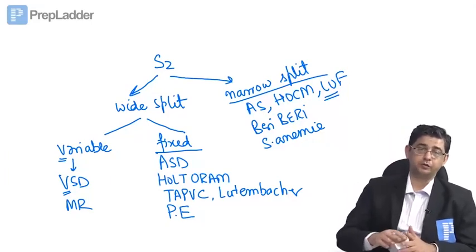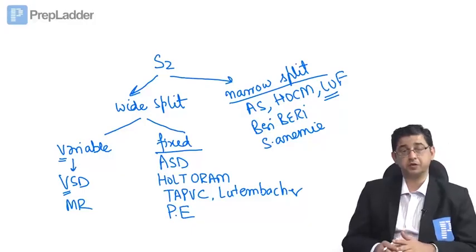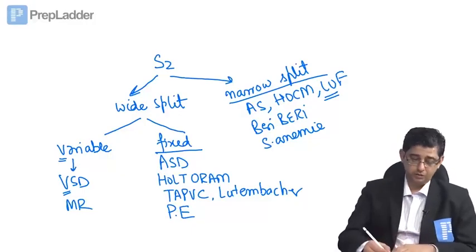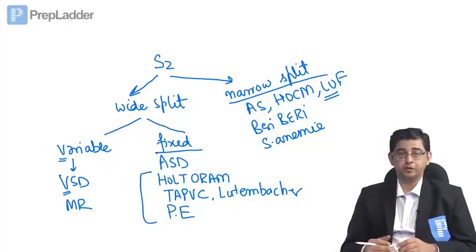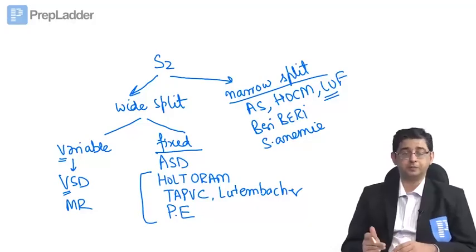So remember the data for the wide split second: V variable, VSD pretty straightforward, ASD fixed everybody knows. I would like you to remember the inferior data, Holt-Oram, Lutembacher and TAPVC with pulmonary embolism, and for narrow split it is obstructive events or failure of the left side of the heart.